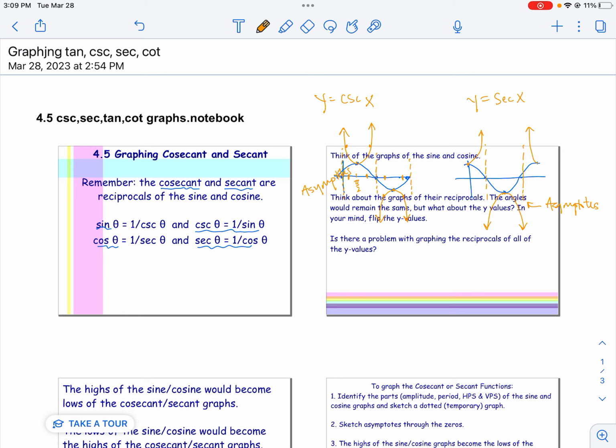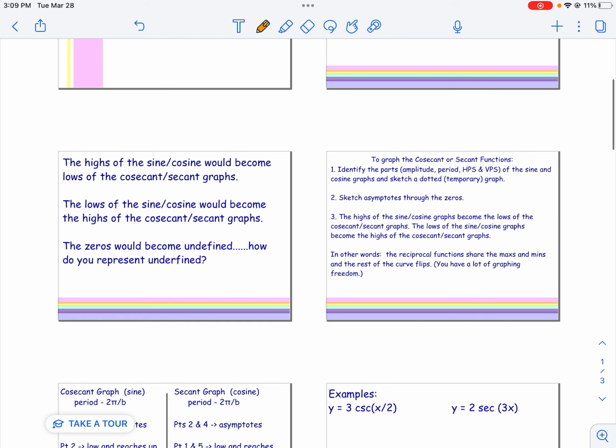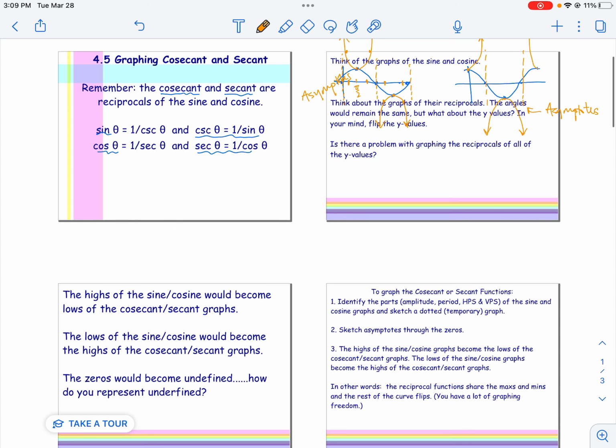All right. Basics of cosecant and secant. The highs of the sine and cosine curve, as we can see in these pictures up here that I just graphed, would become the lows of the secant and cosecant curve. So we'll do those points in red, right? That high point of sine becomes the low point of cosecant, and the low point here of sine becomes the high point of cosecant.